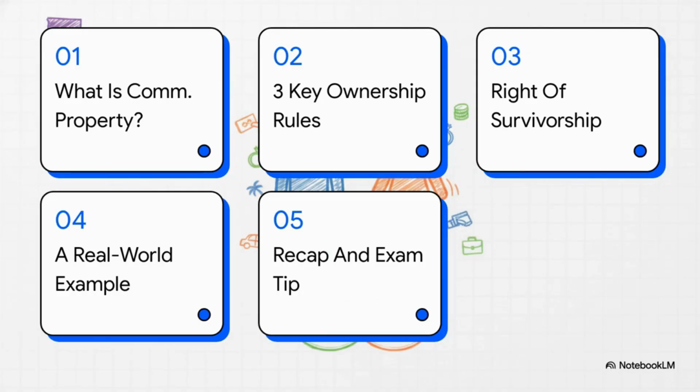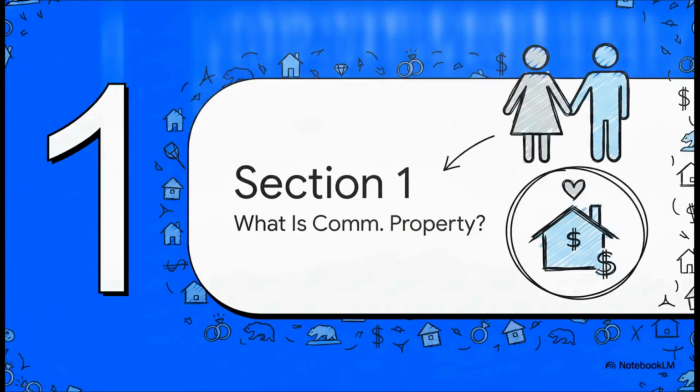Section 1, what it is. Section 2, 3 key ownership rules. Section 3, the right of survivorship. Section 4, a real-world example. And Section 5, a recap and an exam tip. Let's dive in. Section 1.